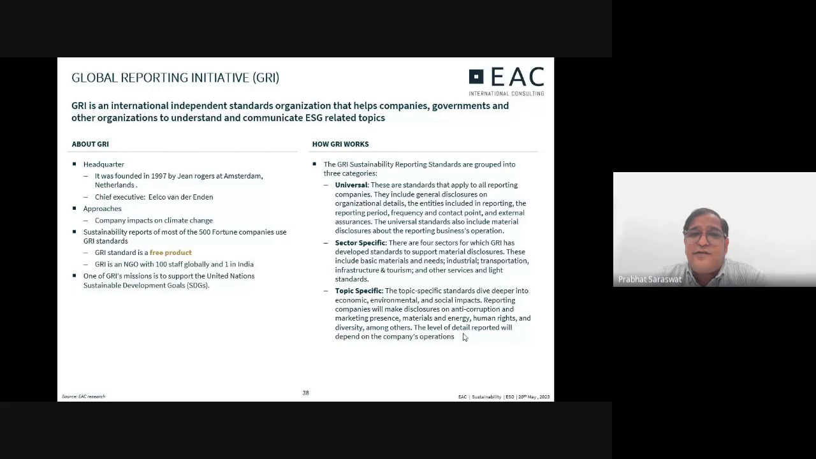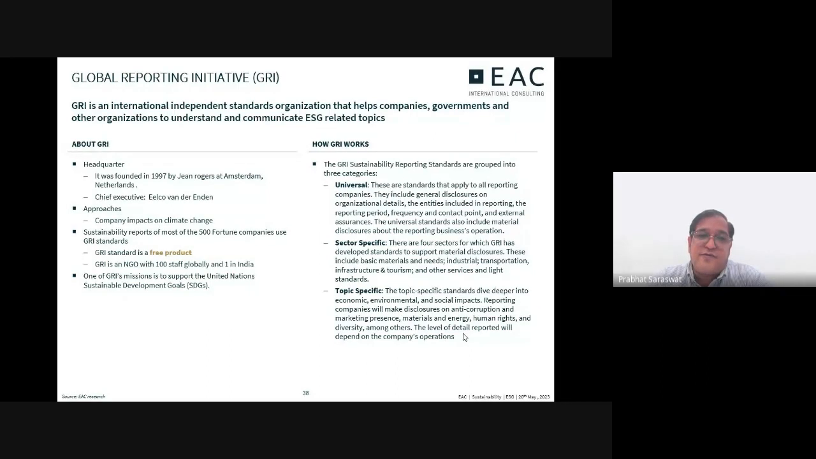GRI is an international independent standards organization that helps companies, governments, and other organizations understand and communicate ESG related topics. GRI is headquartered in the Netherlands and was founded in 1997. There are two different approaches in the standards. One approach may be the company's impact on climate change, and the second approach may be climate change's impact on companies. So different standards use different approaches.